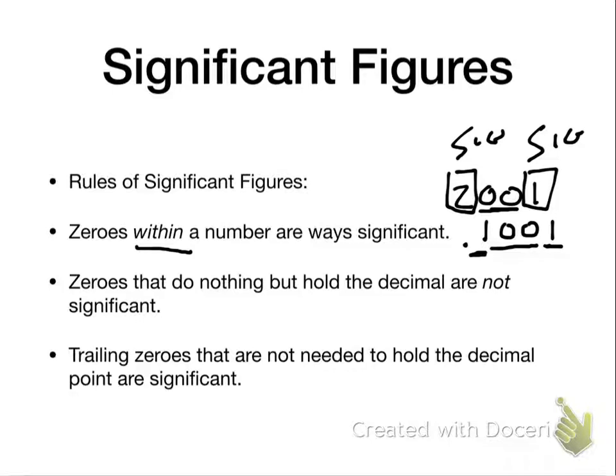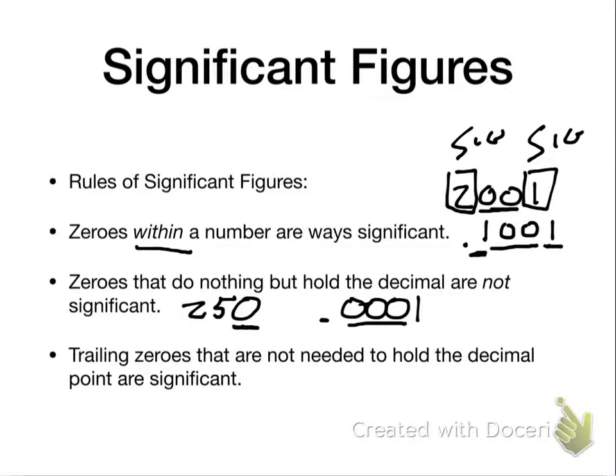Second rule, zeros that do nothing but hold the decimal are not significant. So zeros that hold the decimal would be in a number like 250, for instance. This 0 at the end of 250 is nothing more than a placeholder for that decimal. It's just saying that you have extended the number out one more position into the hundreds. It would be true if you had a decimal as well, that these zeros are not significant because they're nothing more than holding a decimal place.